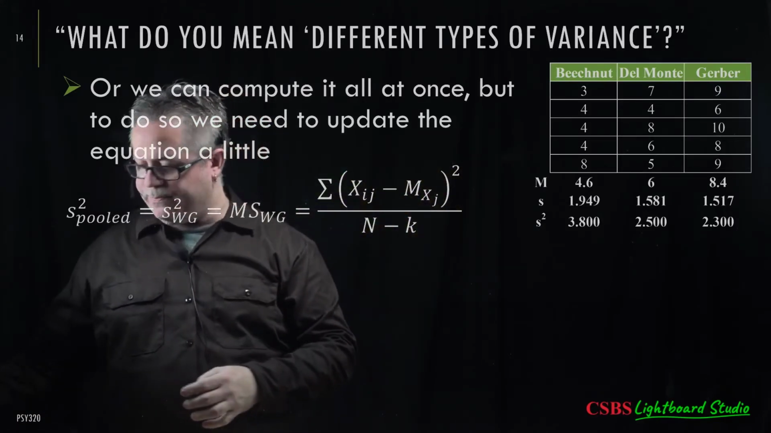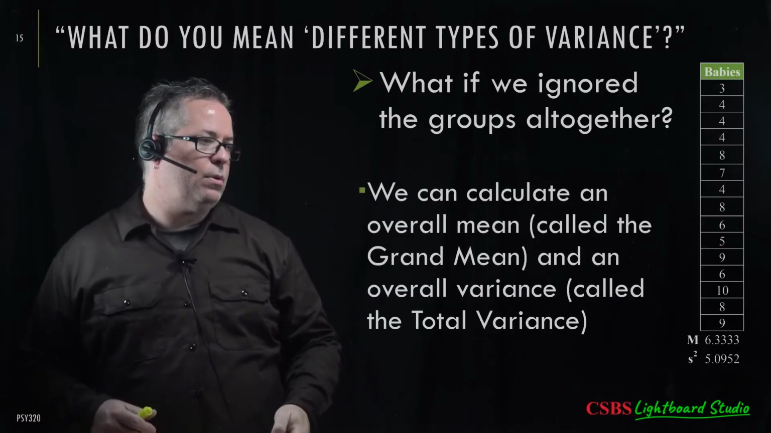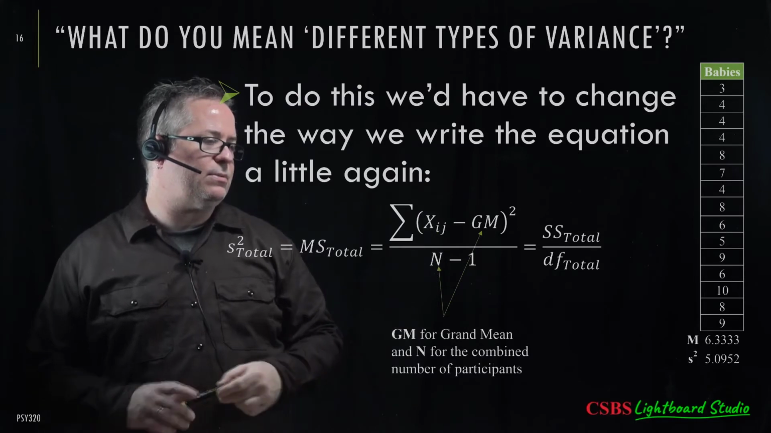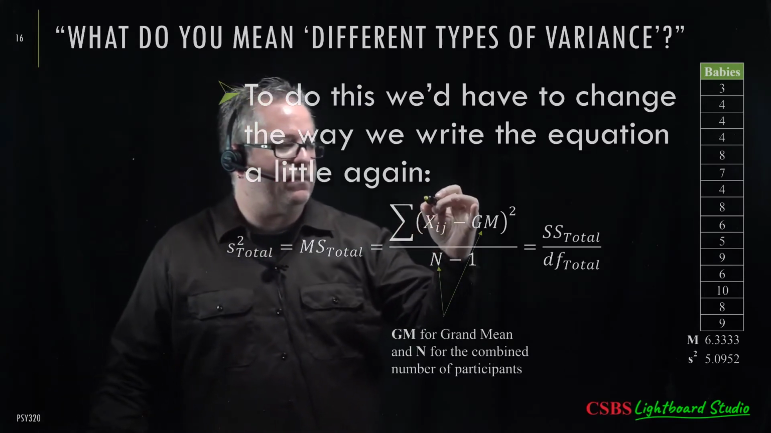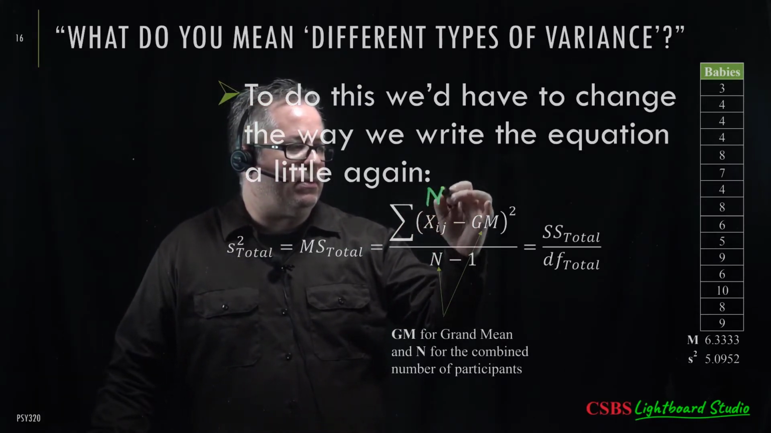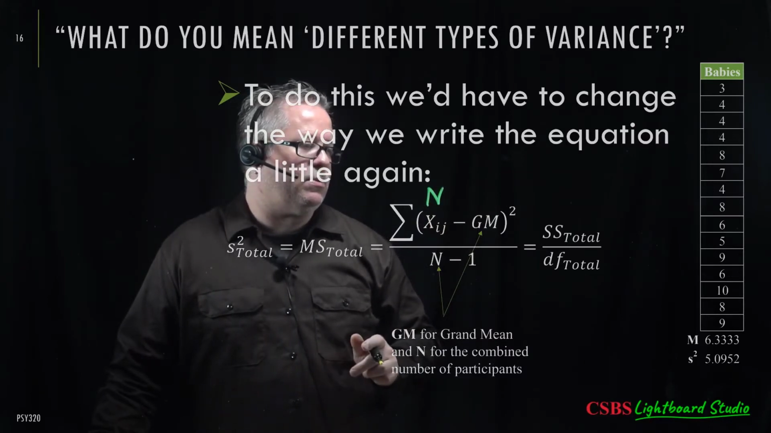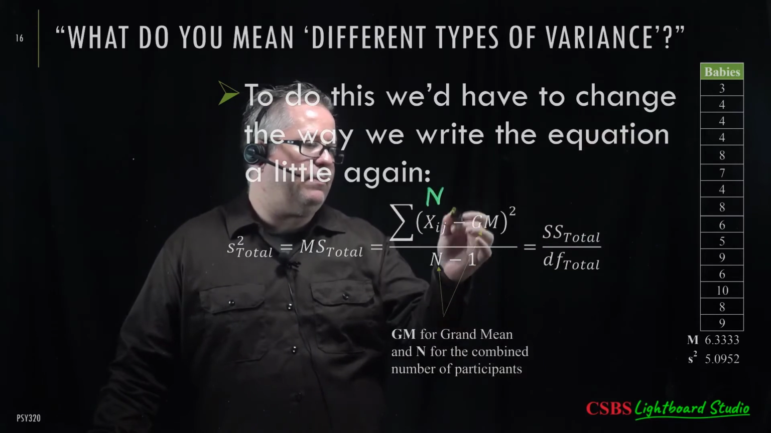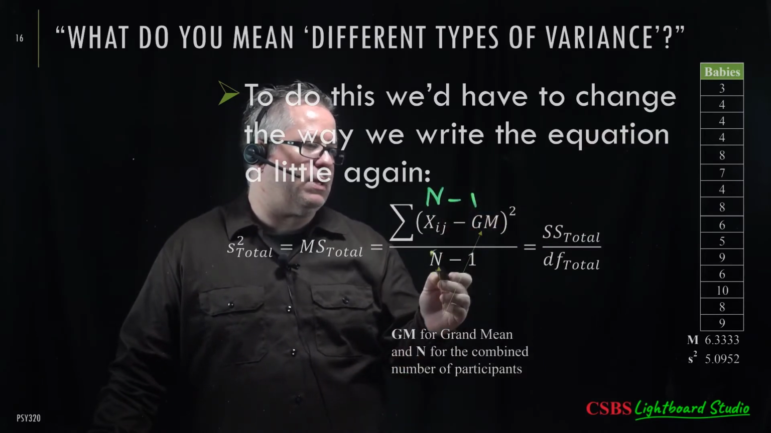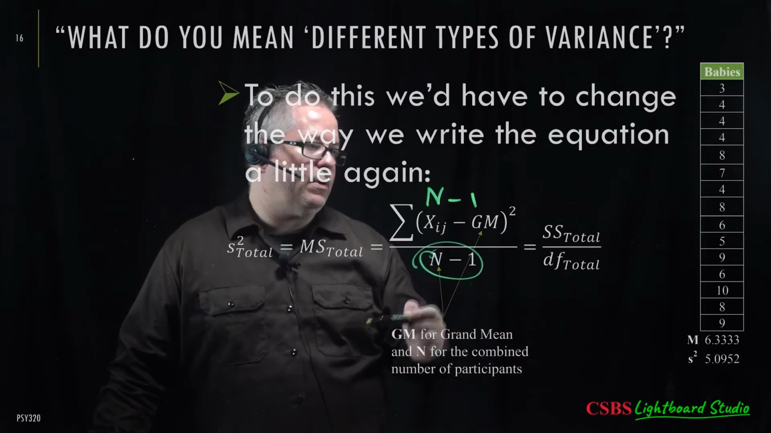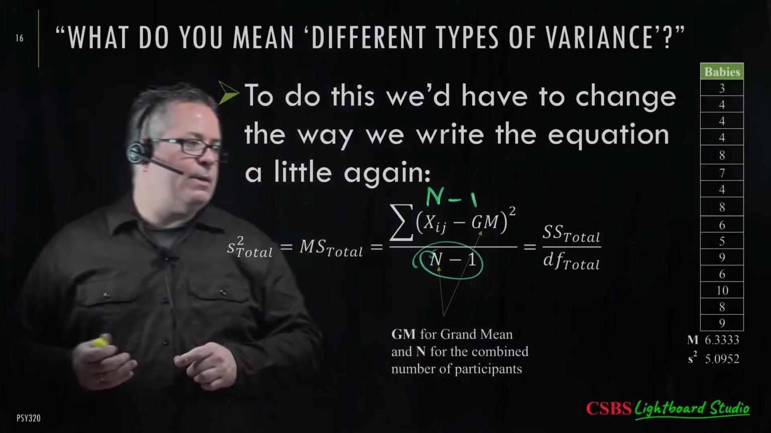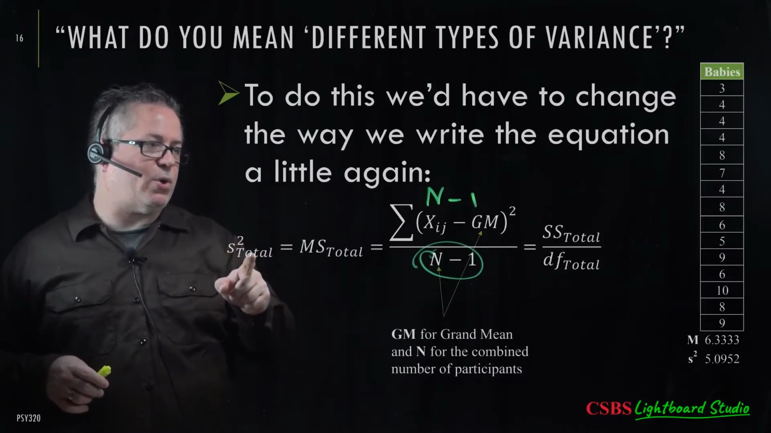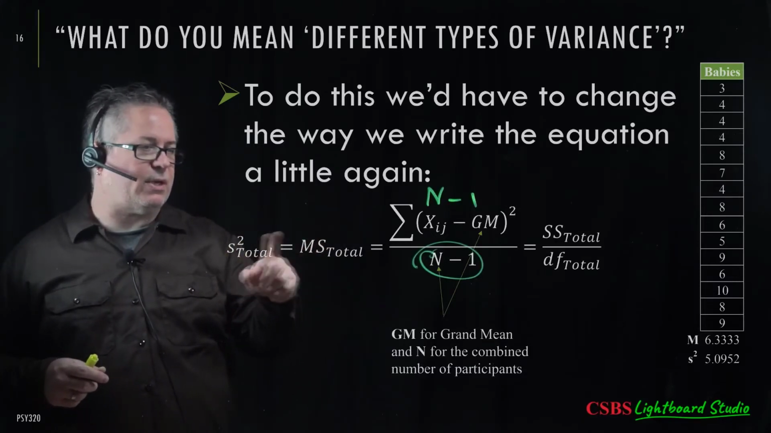For total, it's similar. How many xij things do I have? How many total subjects in each group do I have? I have capital N of those. Remember, 5 plus 5 plus 5, I have 15 of those. How many grand means do I have? I have 1 of those, which is why that's the degrees of freedom here. Okay. So we're going to call this the variance total or the mean squared total. Again, they're the same. I want you to see this.